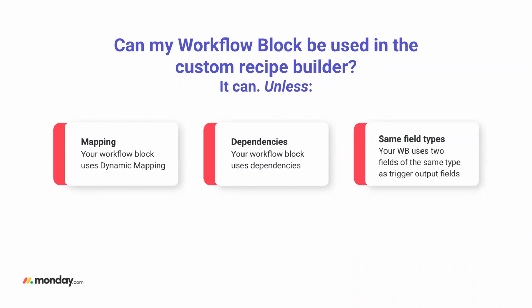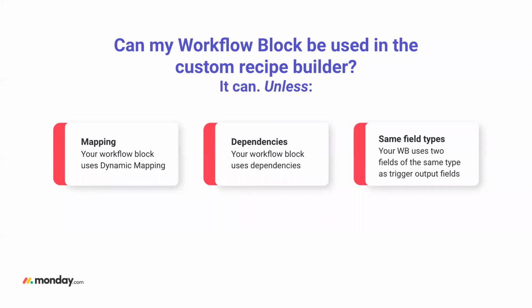You can combine, let's say, a trigger that is in an app with any action that is either built in or in the app or in other apps. So you can combine them together. So can your workflow block be used in the custom recipe builder, aka the automation center?